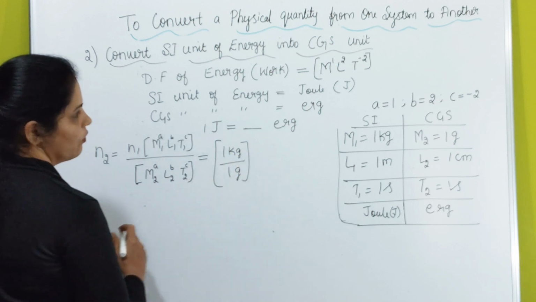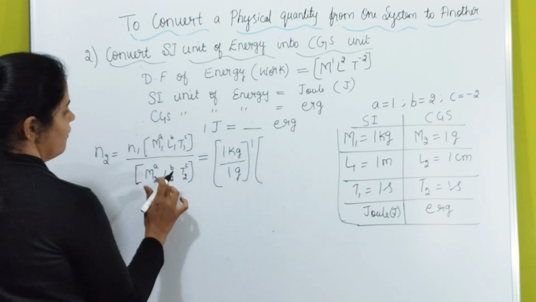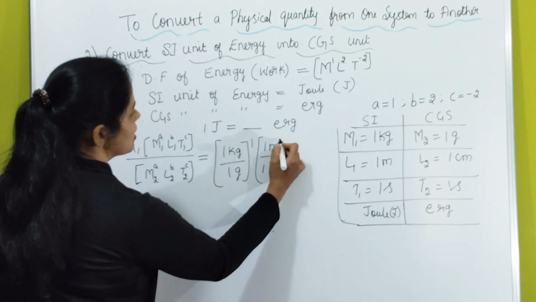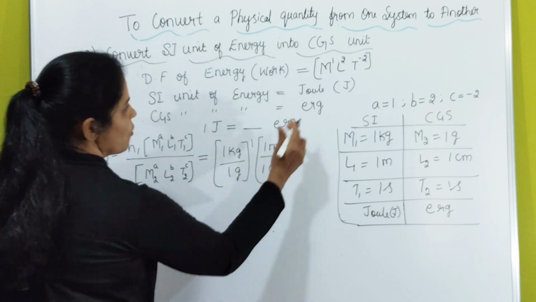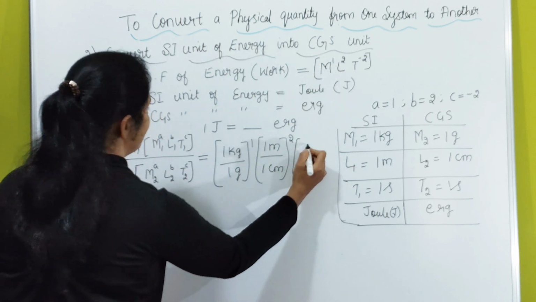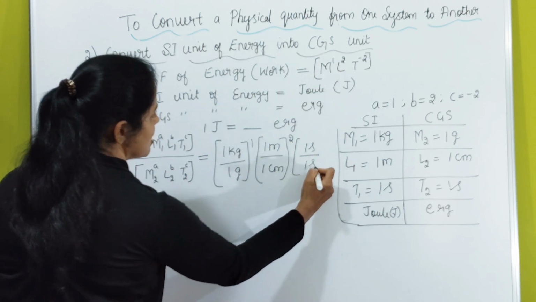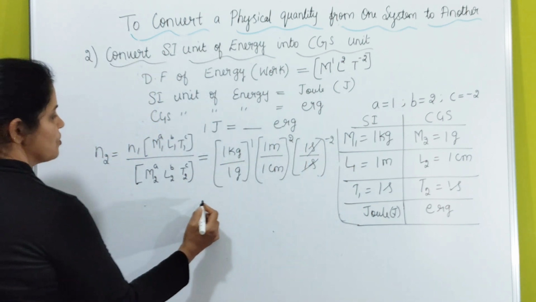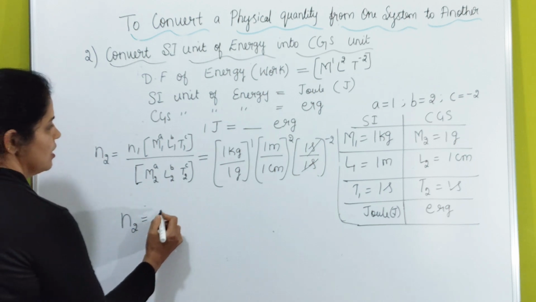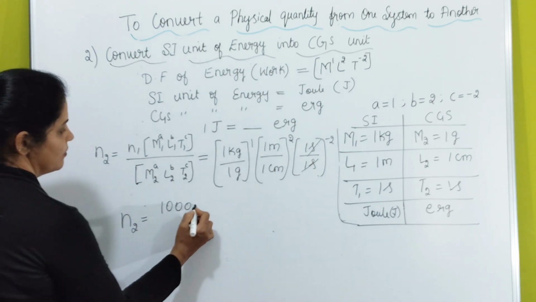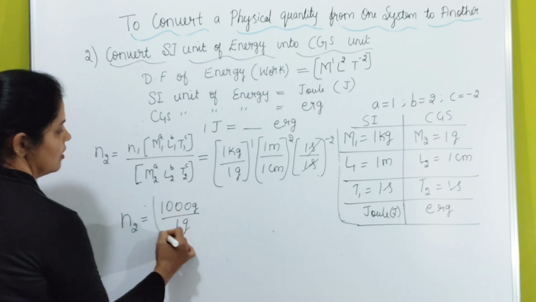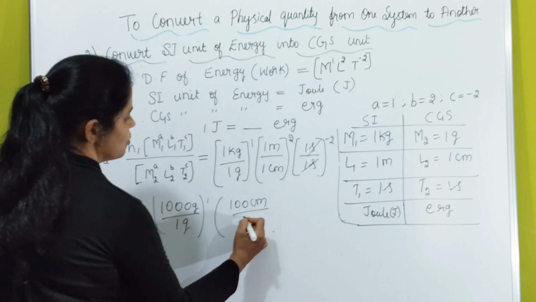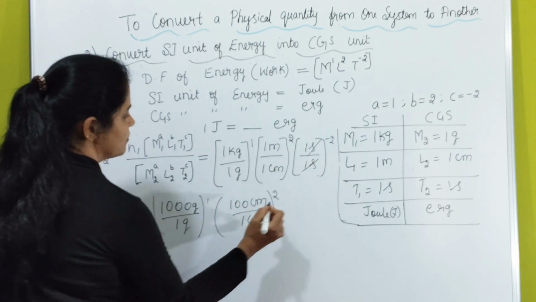The power is A. What is A? 1. Now look at L1 and L2. L1 is 1 meter, L2 is 1 centimeter. What is the power? Power is B. B is 2. And time is the same, 1 second, 1 second to the power minus 2, so this cancels. How to write 1 kg? 1 kg is 1000 gram, to 1 gram, the power is 1. Now 1 meter is 100 centimeter, to 1 centimeter, power is 2.